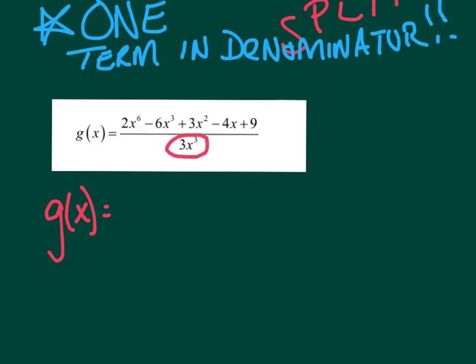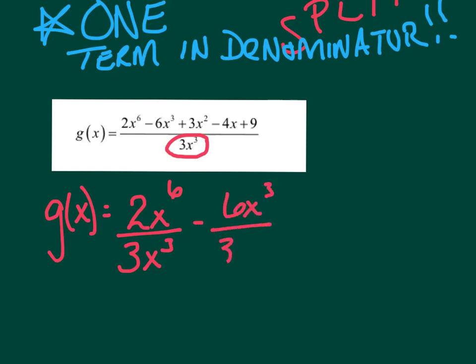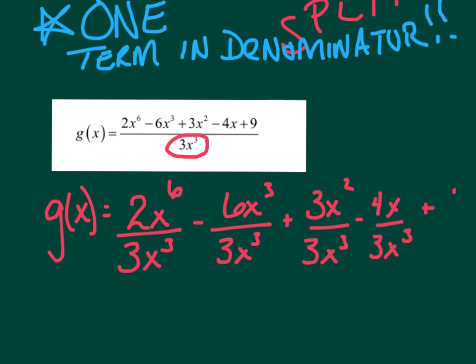Now the first time I do it, I'm going to write it out. Typically you would do this in your head. So I'm going to say it's 2x to the 6 over 3x cubed minus 6x cubed divided by 3x cubed plus 3x squared divided by 3x cubed minus 4x over 3x cubed plus 9 over 3x cubed. Get the idea? Make like a beaver and split every single term.